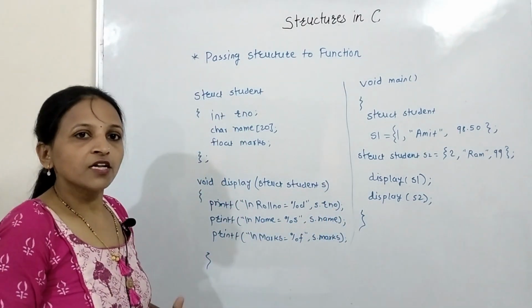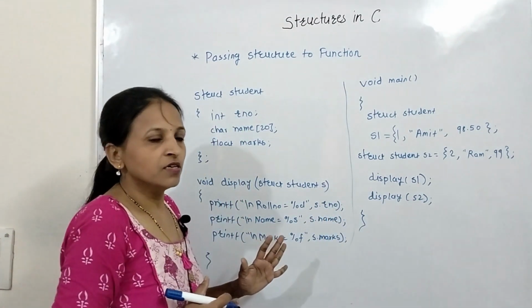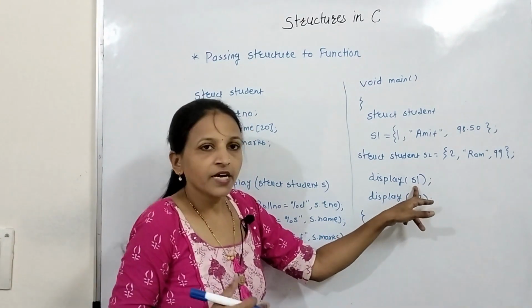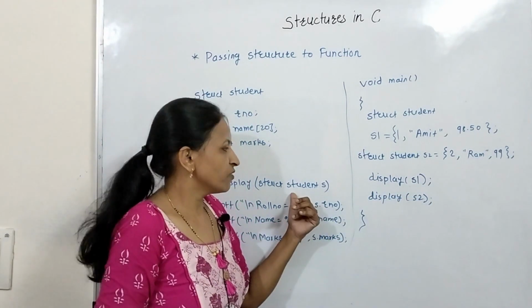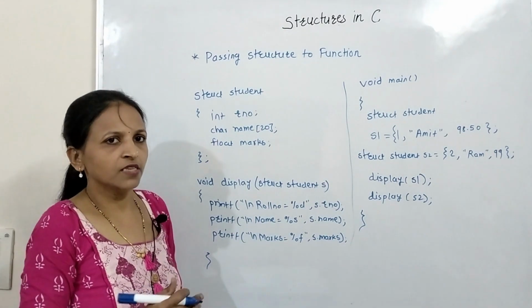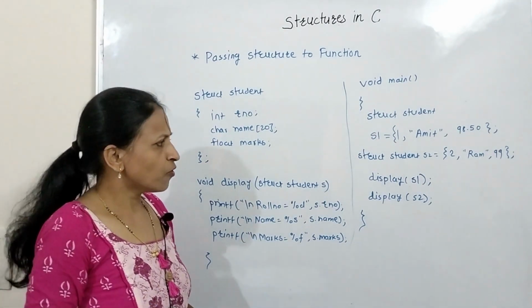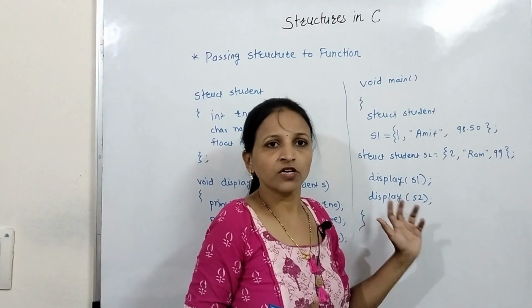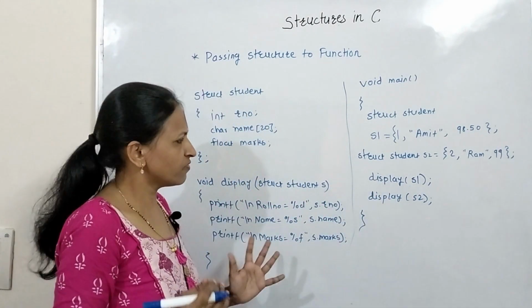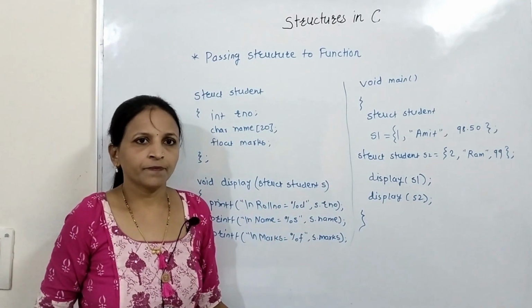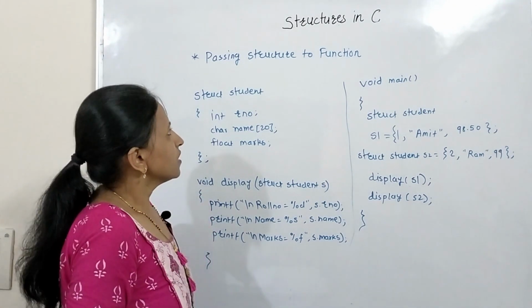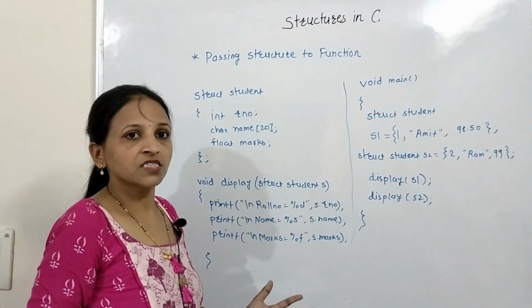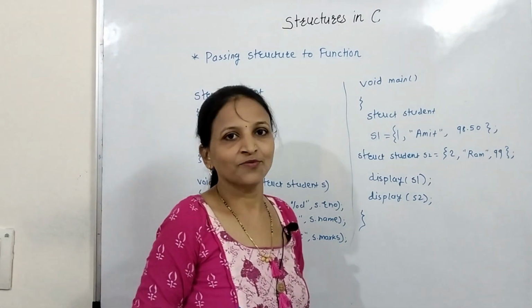In the same way we can also use call by reference over here. Means if you are passing the address of S1 or the address of S2, and here you are fetching that in a pointer variable, then that will be call by reference. If you want to modify something inside that S1 or S2, then only use call by reference. Otherwise this is okay. Getting? That's it about how to pass a structure variable to the function.